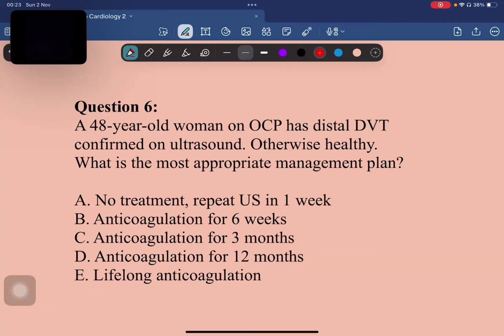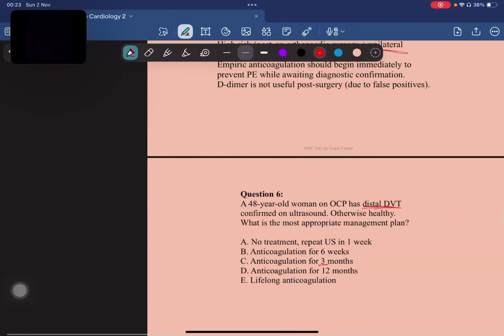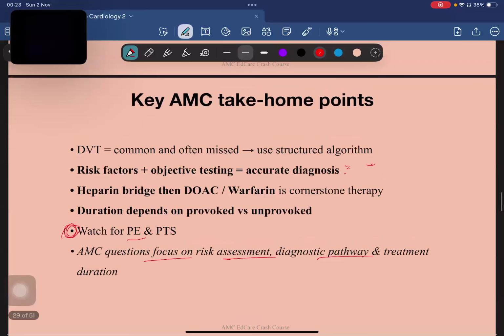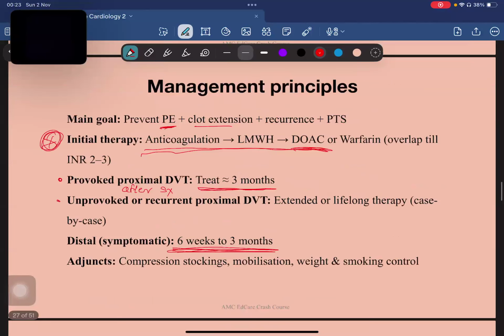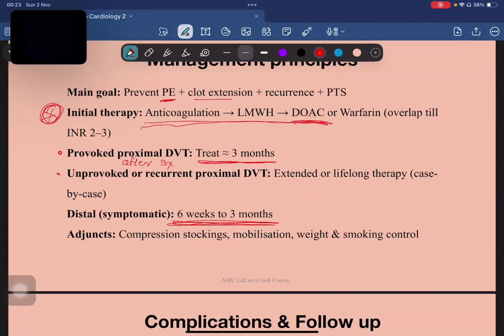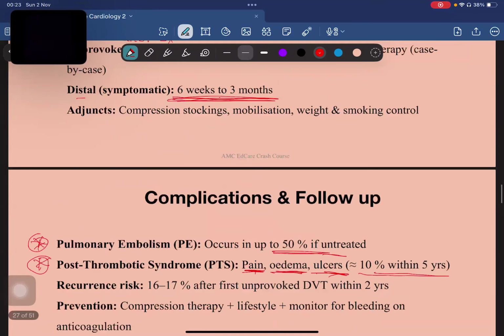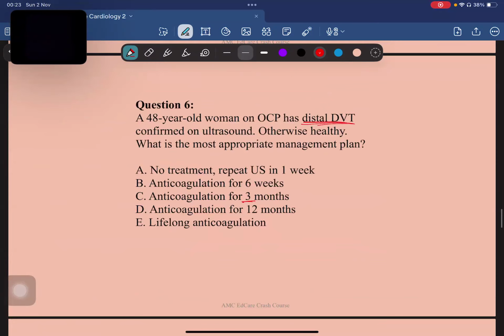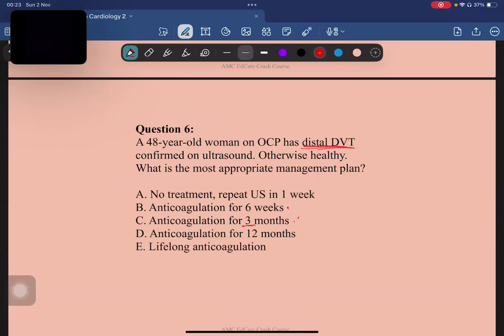I would just go for 3 months because of the word distal DVT. Let me just double check it with this. Yeah, it's 6 weeks to 3 months. I know the answer 6 weeks is there as well, but when it comes to questions like that, it's always best to stay in the upper border. If something says 6 weeks to 3 months, and both of them are in answers, in AMC, what they expect is the upper border most of the time.